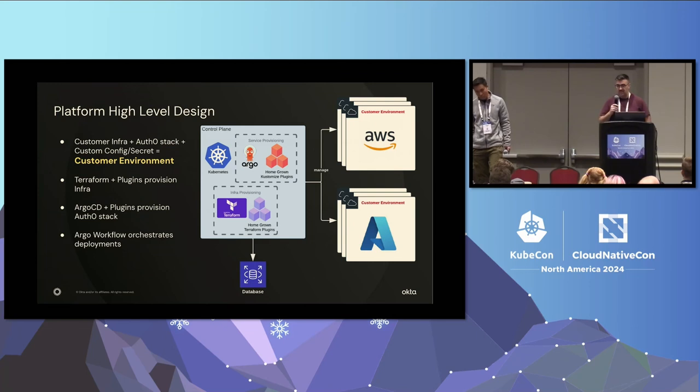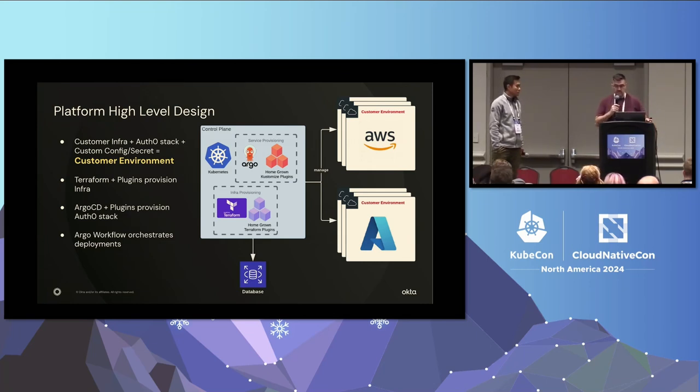So that's a very high-level view of the platform. On one side, we have our control plane, which contains many different gRPC services and controllers, as well as an Argo Workflows and Argo CD instances. On the other side, we have our customer environments in various regions and clouds.